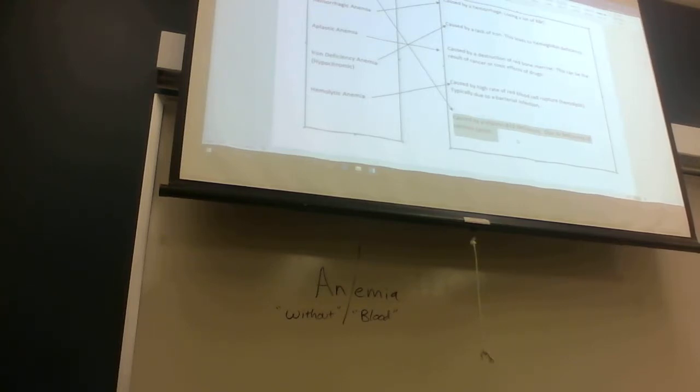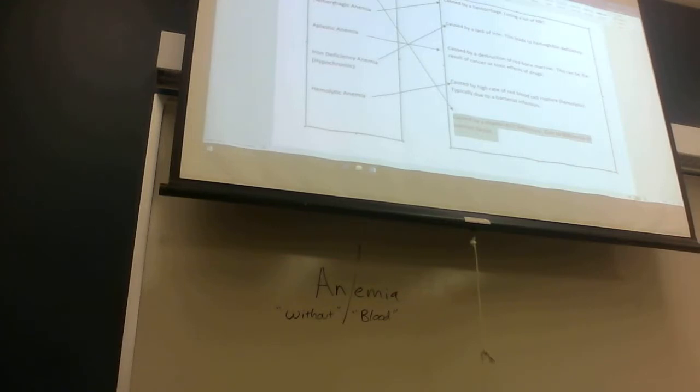Another anemia, because anemia means without blood, is hemorrhagic anemia. And this has to do with if you sever your limb or something. Hemorrhagic anemia is caused by a hemorrhage, so you're bleeding a lot. And because of this, you also lose a lot of your red blood cells.